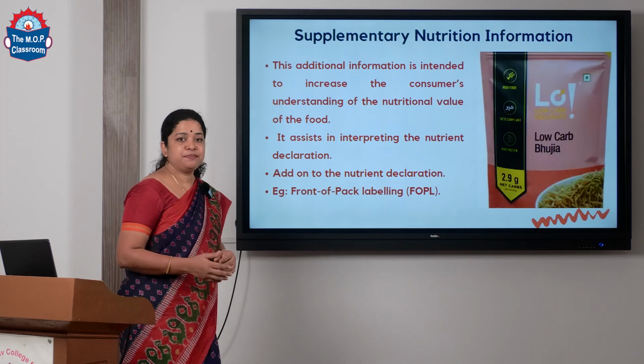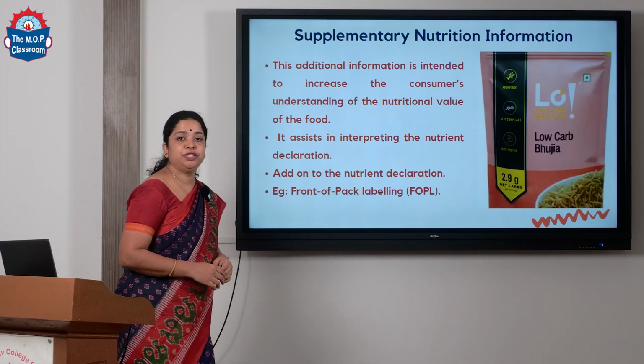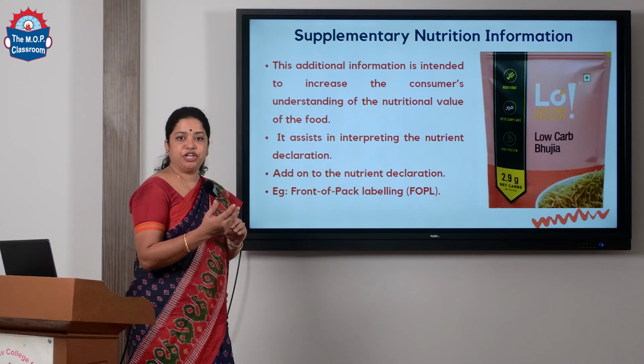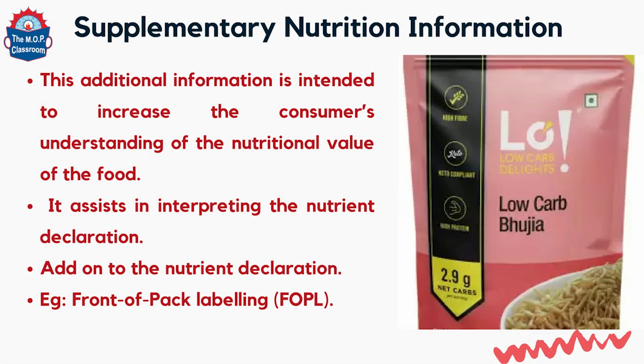Moving on to the next aspect, which talks about the supplementary nutrition information. The nutrient declaration was giving you the exact nutrients which were required. This is going to give you supplementary information which is like an add-on. Now what are the other things which are essential or which are available in this product? The additional information is intended to increase the consumer's understanding of the nutritional value of the food. It assists in interpreting the nutrient declaration, and it is an add-on to the nutrient declaration. And one of the finer examples of this is the front of pack labeling.